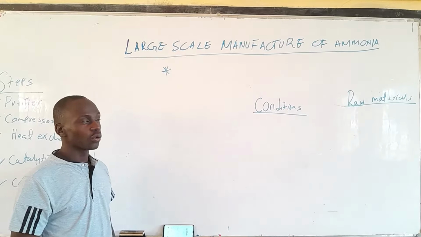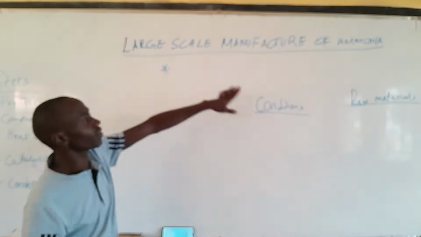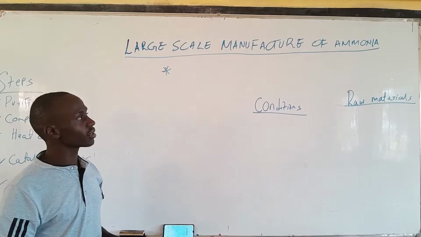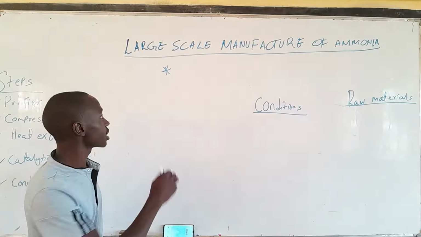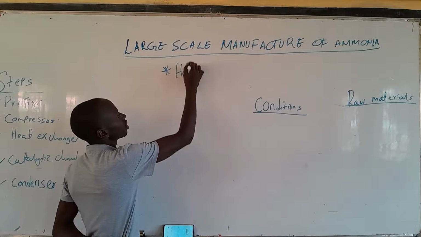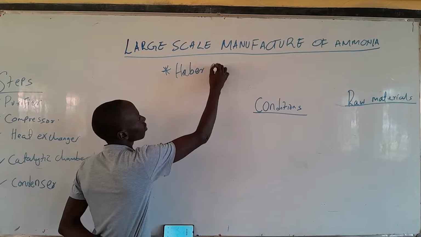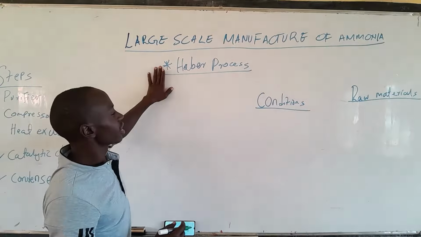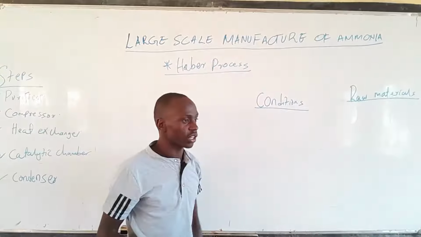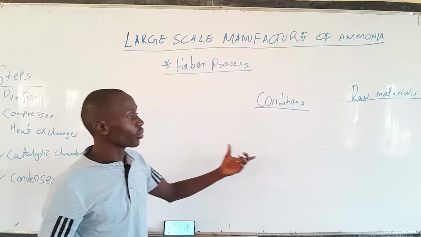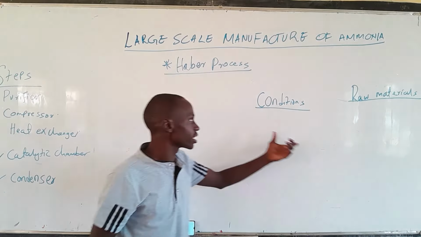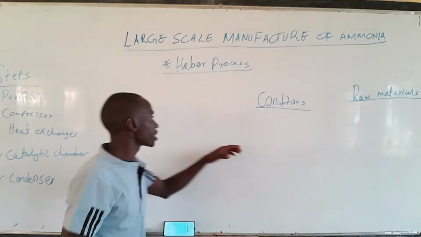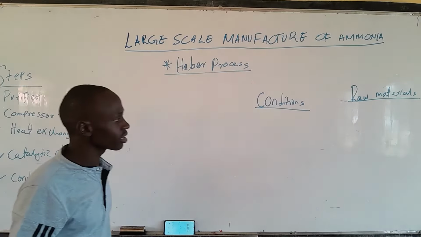In this video, we are going to look at the large-scale manufacture of ammonia. Ammonia is manufactured on a large scale through a process referred to as the Haber process. For the Haber process to proceed, we require the raw materials for the process, the conditions for the process, and finally the steps of that process.